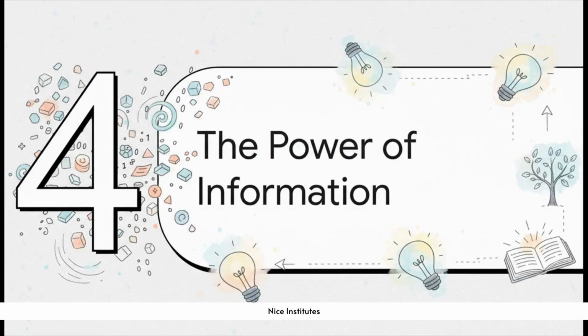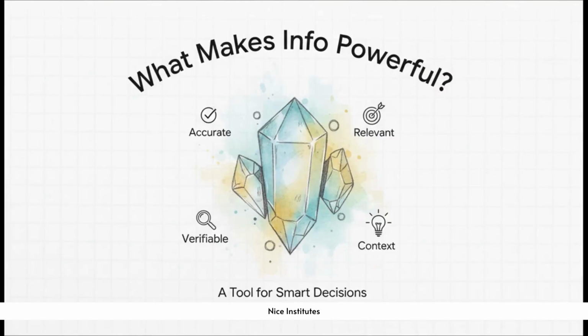So, okay, we've got all these different kinds of data, and we know we need to process them. But why bother? What is it about that final product, the information, that makes it so powerful? Well, the real power of information comes from a few key things. See, it's not just about being processed. It's about being well processed. For information to actually be useful, it's got to be accurate, it's got to be relevant, you have to be able to verify it, and it needs that all-important context.